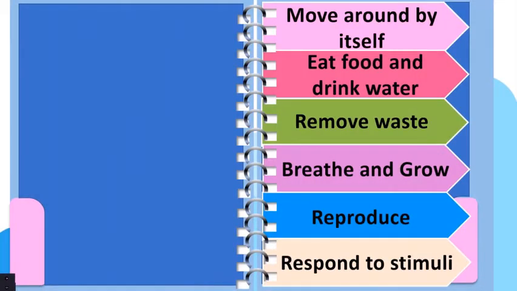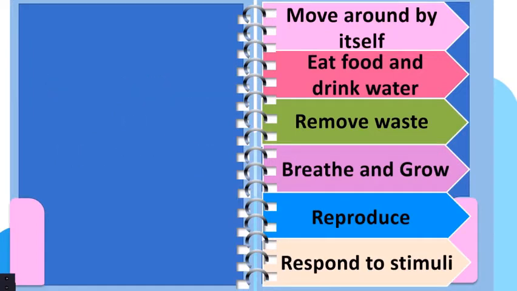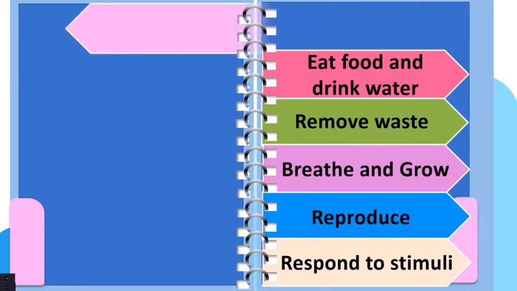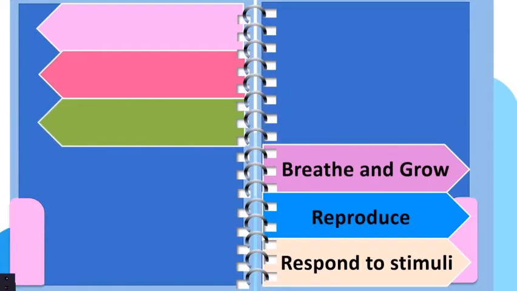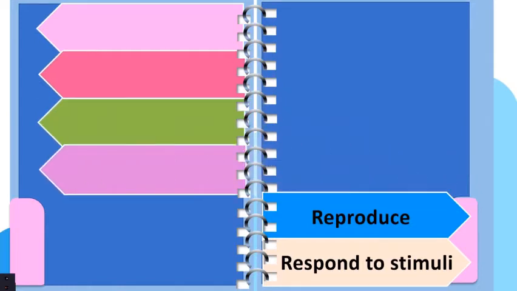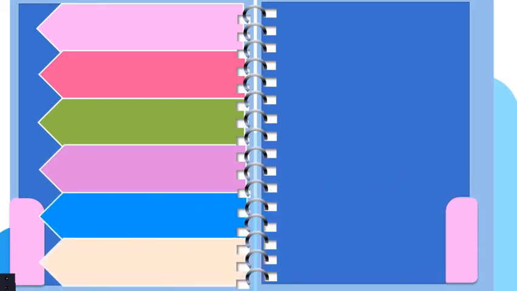Today, we're going to talk about characteristics of living things. There are 7 main characteristics for living things. First, they move around by themselves, can eat and drink water, remove waste, can breathe, can grow, can reproduce, and can respond to stimuli. Now let's learn.